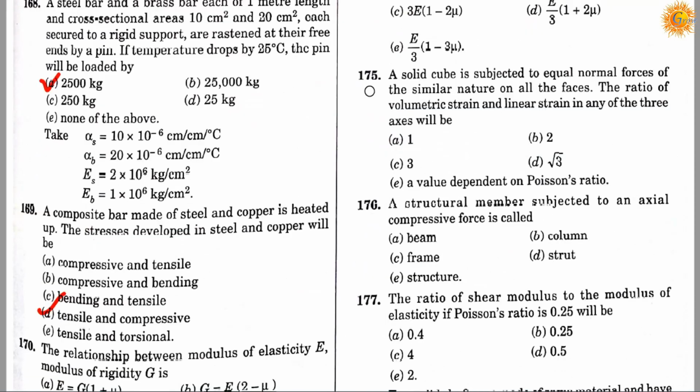Question number 175. A solid cube is subjected to equal normal forces of the similar nature on all the faces. The ratio of volumetric strain and linear strain in any of the 3 axes will be option A 1, option B 2, option C 3, and option D under root 3, and option E is a value depend on Poisson's ratio. So correct answer is C, it will be 3.